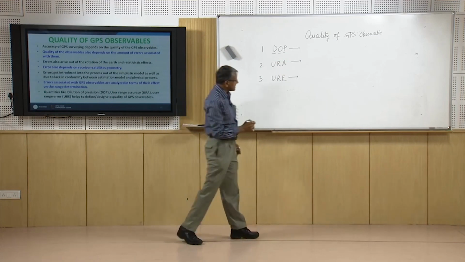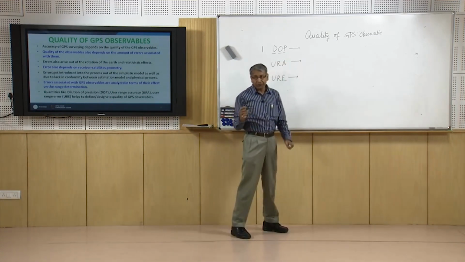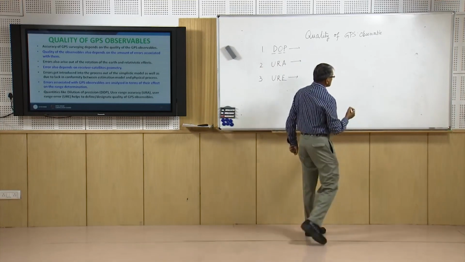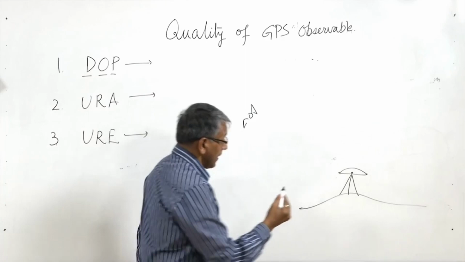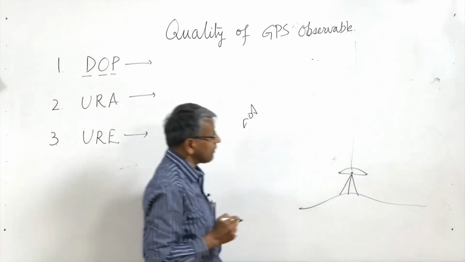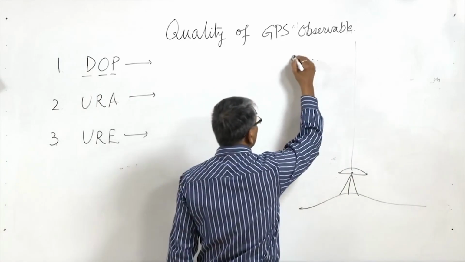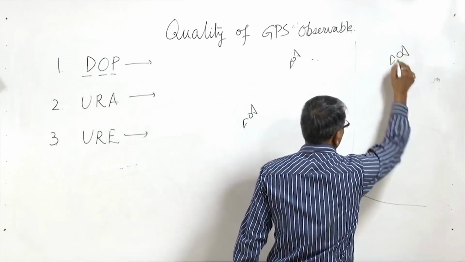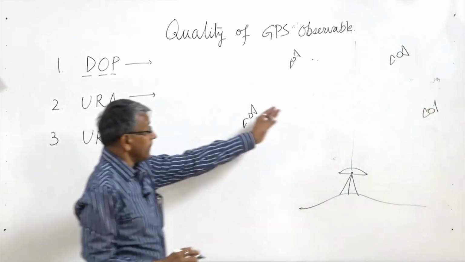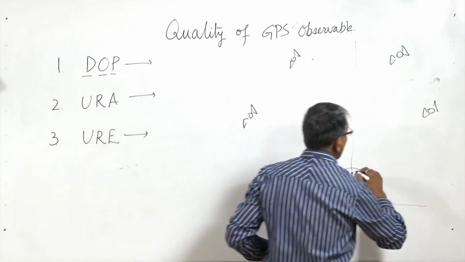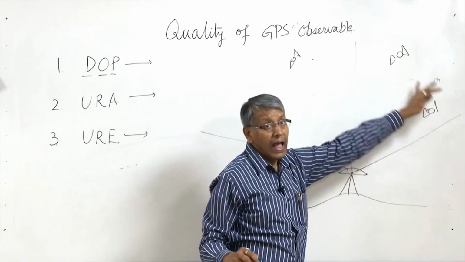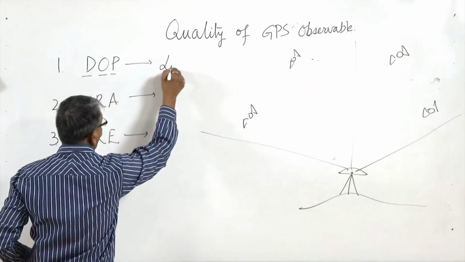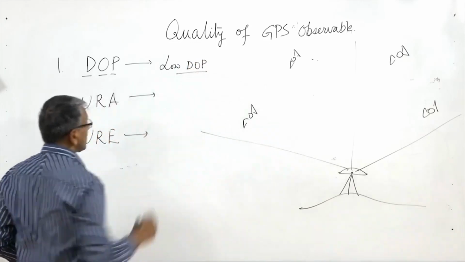Now what is that? It is the parameter which defines the geometry of the satellite with respect to the receiver. Like you can see here, if we take a receiver, then the vertical line above it is called the zenith point, and if we have our satellites well spread over this with respect to this line and above the cutoff angle, then this geometry is called good, and in that case we will have a low DOP. So good geometry, low DOP.